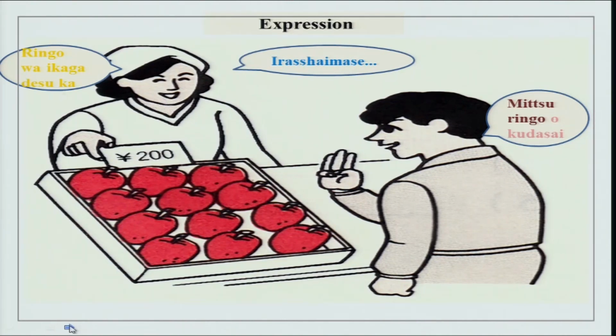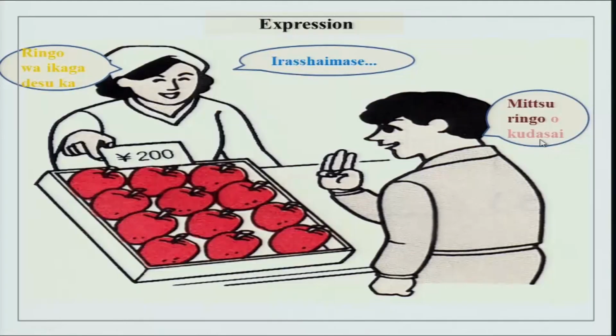You have done this expression o kudasai. This means please give it to me or I am going to buy it. So, mitsu is 3, you can see 3 fingers over here. So, mitsu ringo o kudasai, please give me 3 apples. This is a very common expression, irashaimase, when you enter a shop.